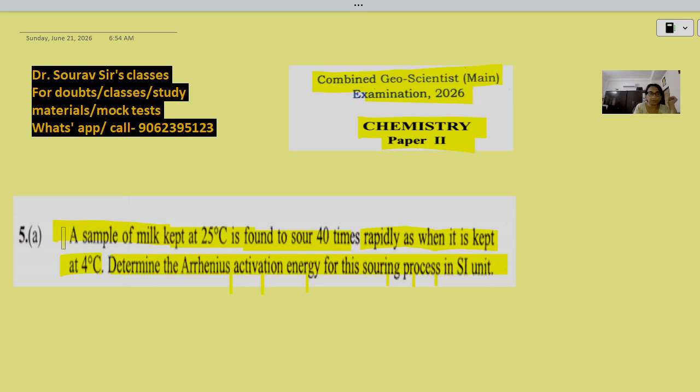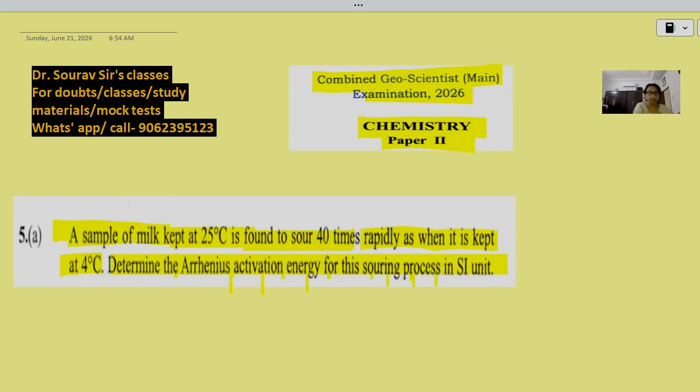Okay. Now question number 5a. A sample of milk kept at 25 degrees Celsius is found to sour 40 times as rapidly as when it is kept at 4 degrees Celsius. Determine the Arrhenius activation energy for this souring process in SI unit.